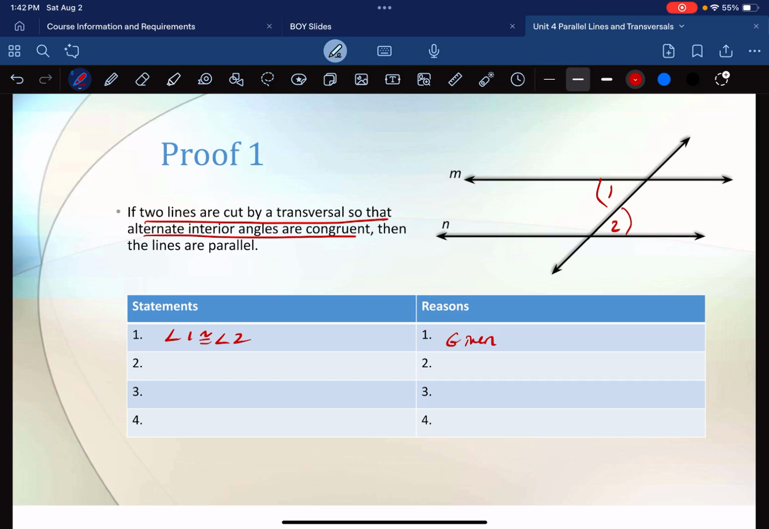Our postulate is the corresponding angle postulate, so I'm going to say angle 3 here. Angle 2 is congruent to angle 3 because vertical angles are congruent. And then I can say angle 1 is congruent to angle 3 by transitive. And then I can say M is parallel to N by the corresponding angle postulate that we studied a couple sections ago.